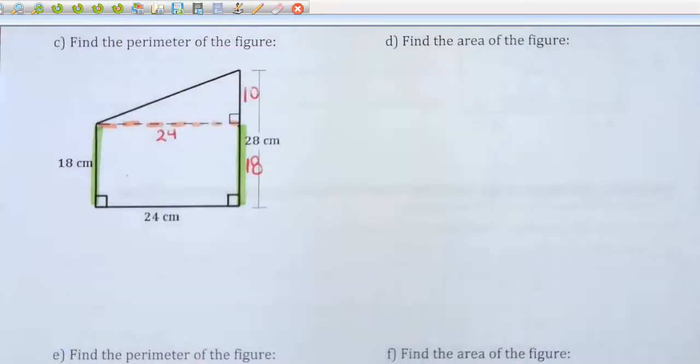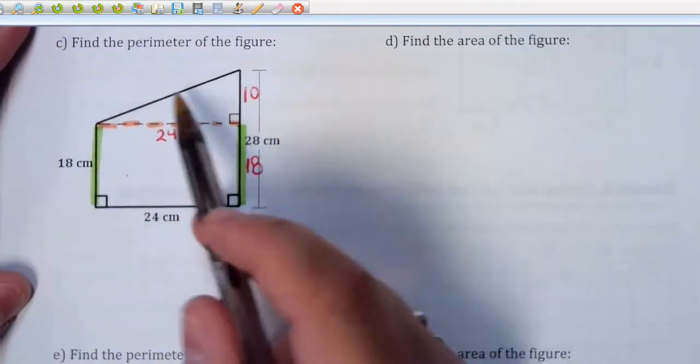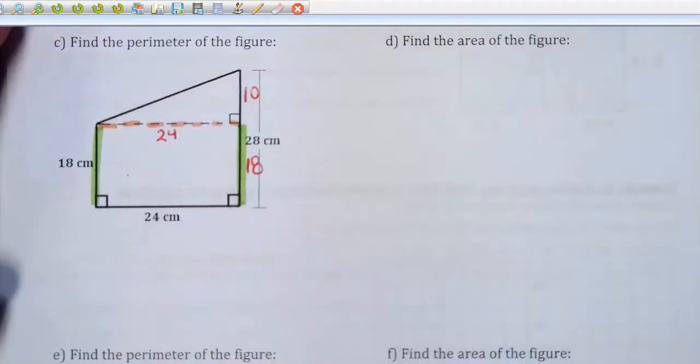Now, what I'm going to do here is use the Pythagorean Theorem because I've got 2 legs in a right triangle, and that'll allow us to find the third side. So I'm going to just pause it and set that up.